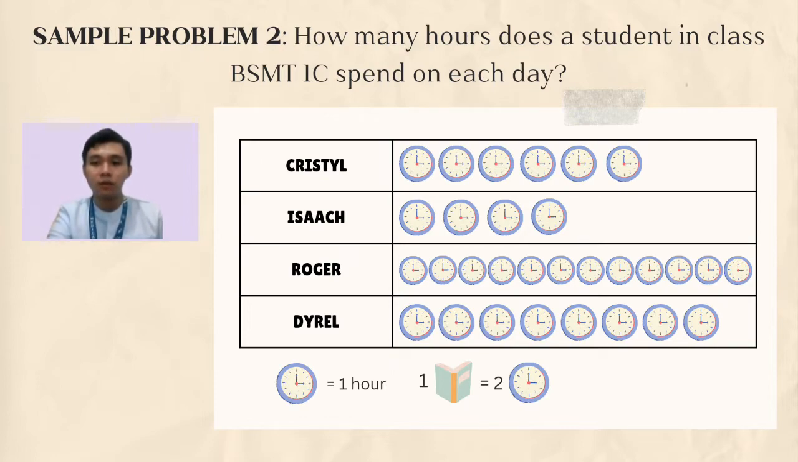For Nairil, we have 4 hours. So how many books are we going to put? Again, 1 book is equal to 2 hours. So 1 and 2. 2 books is equal to 4 hours. We're going to put 2 books for Nairil.